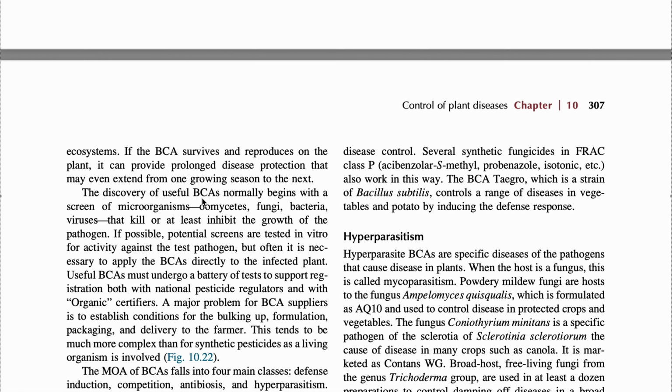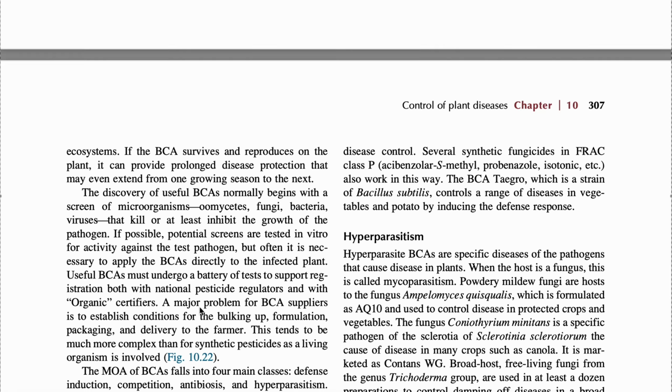The discovery of useful BCAs normally begins with a screen of microorganisms, oomycetes, fungi, bacteria, viruses that kill or at least inhibit the growth of the pathogen. If possible, potential strains are tested in vitro for activity against the test pathogen, but often it is necessary to apply the BCA directly to the infected field. Useful BCAs must undergo a battery of tests to support regulation, both with national pesticide regulators and with organic certifiers.